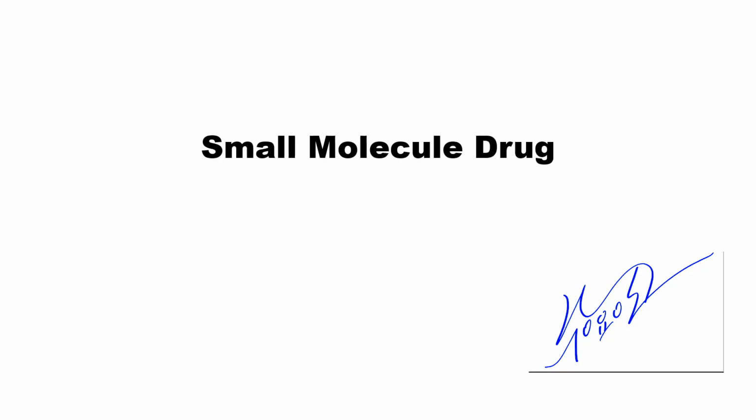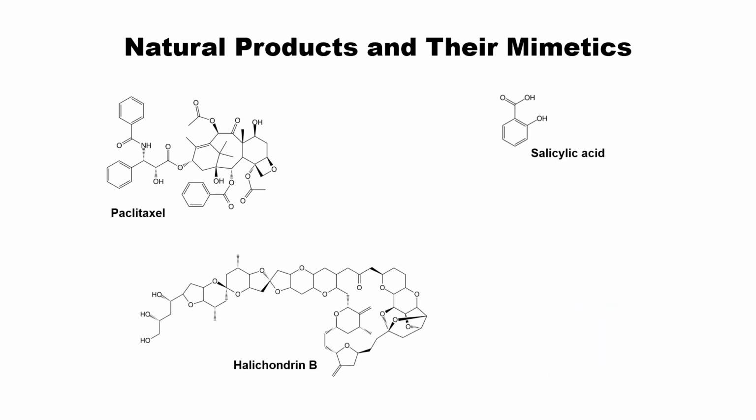Small molecule drug. Many of the small molecule drugs are from natural products. So here are some examples of natural products: paclitaxel, the famous Taxol anti-cancer drug, and salicylic acid, and halichondrin B, the anti-cancer compound. So it looks like some of them are very complicated, and some of them look quite simple.